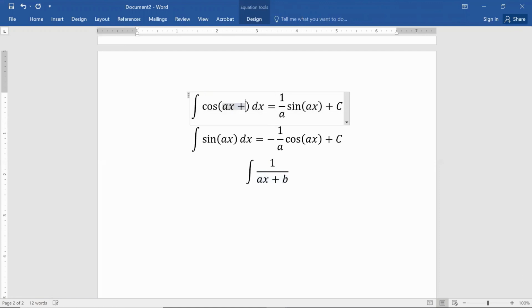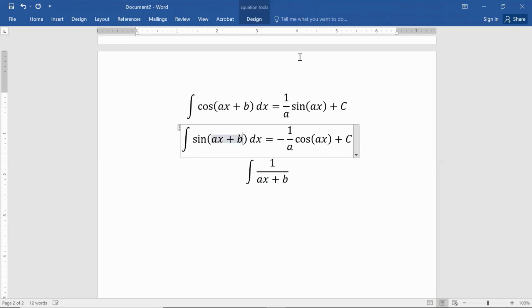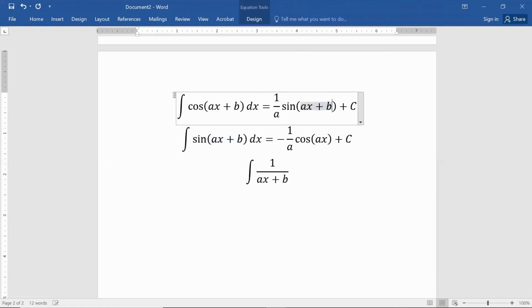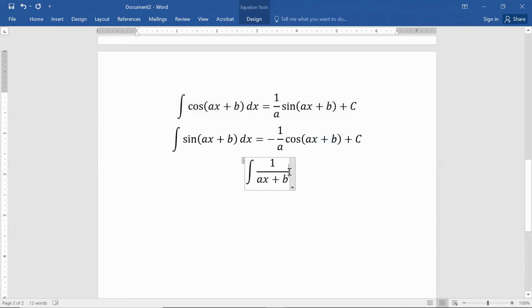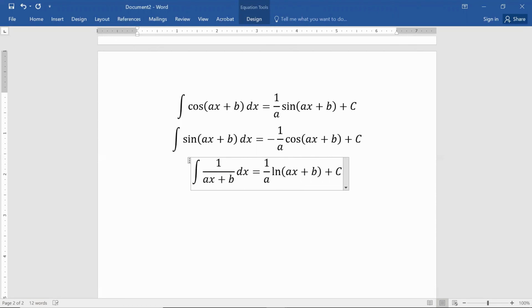Let's take ax plus b. By the way, I've just been doing ax. You can do ax plus b on all of these. If you do ax plus b over there, you have to do ax plus b over here, ax plus b over here. But you always get just dividing by a, or 1 over a. In this case, we're going to take natural log of ax plus b plus a constant, but we're going to have to multiply by 1 over a, which is the same thing as dividing by a.